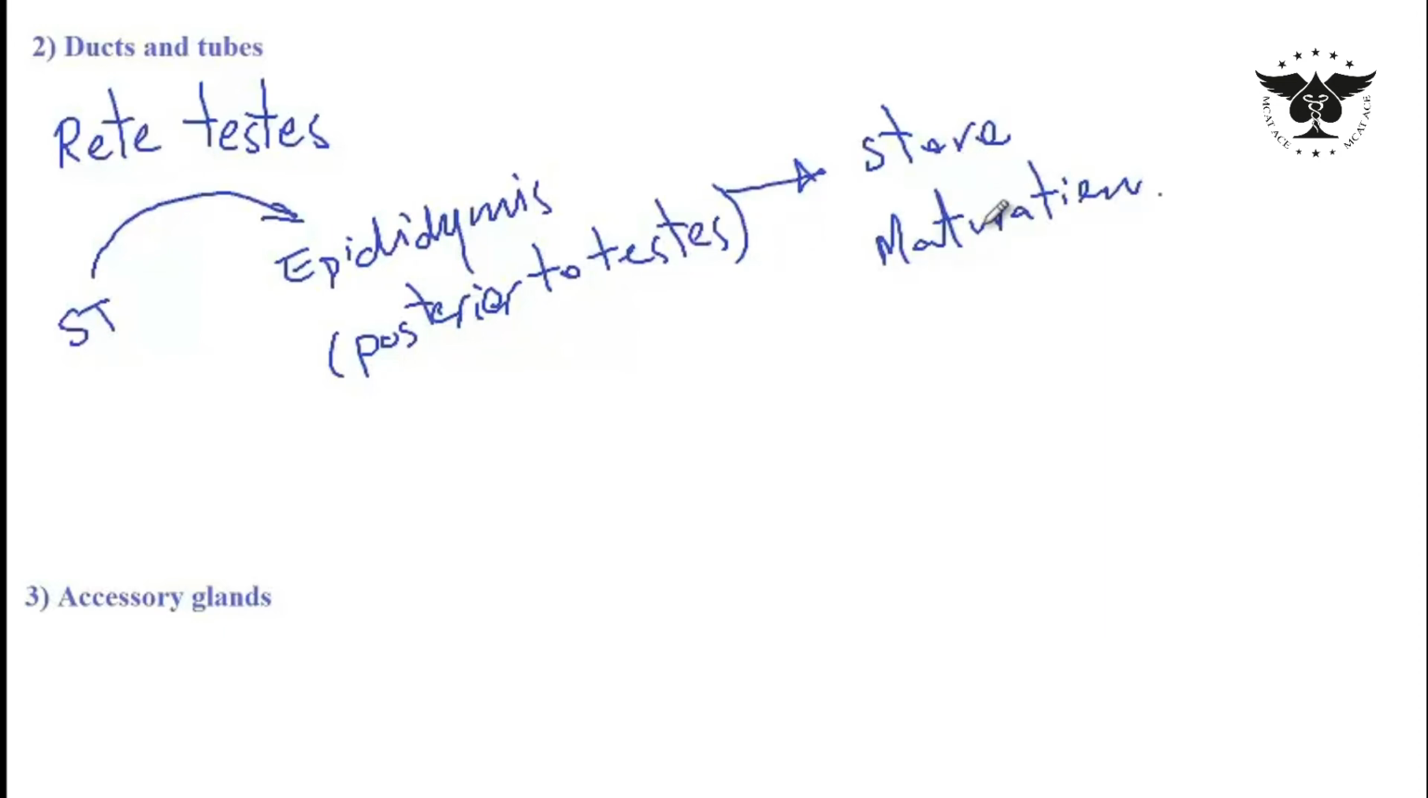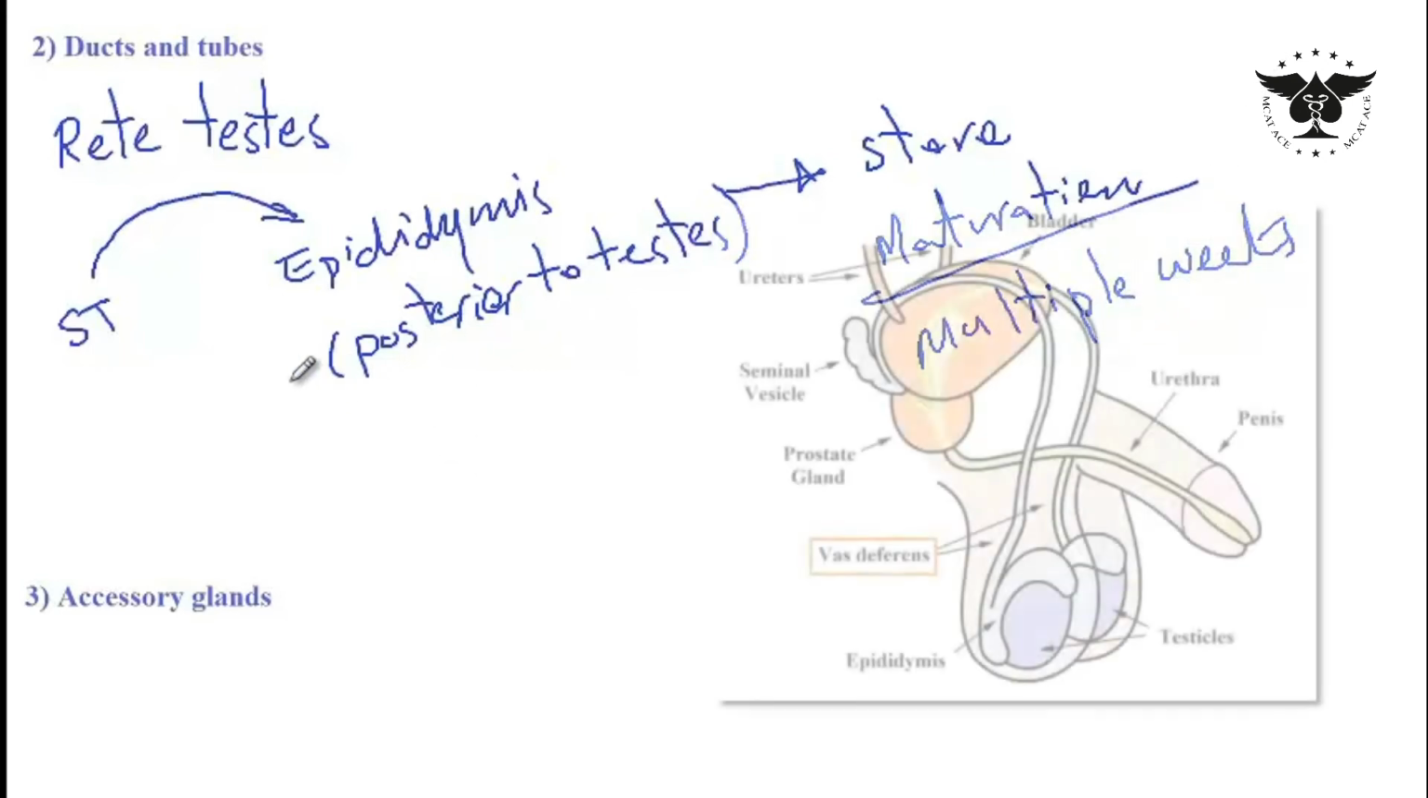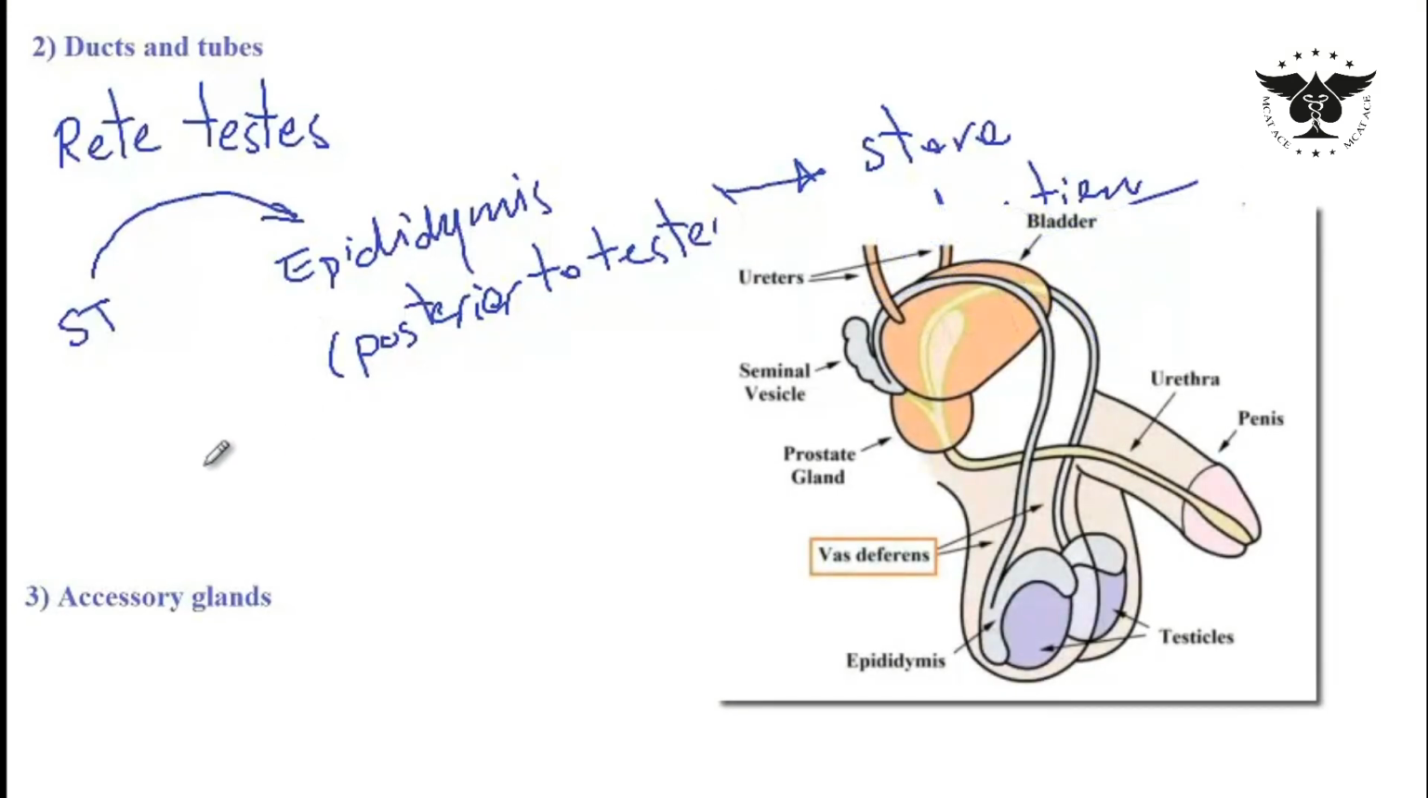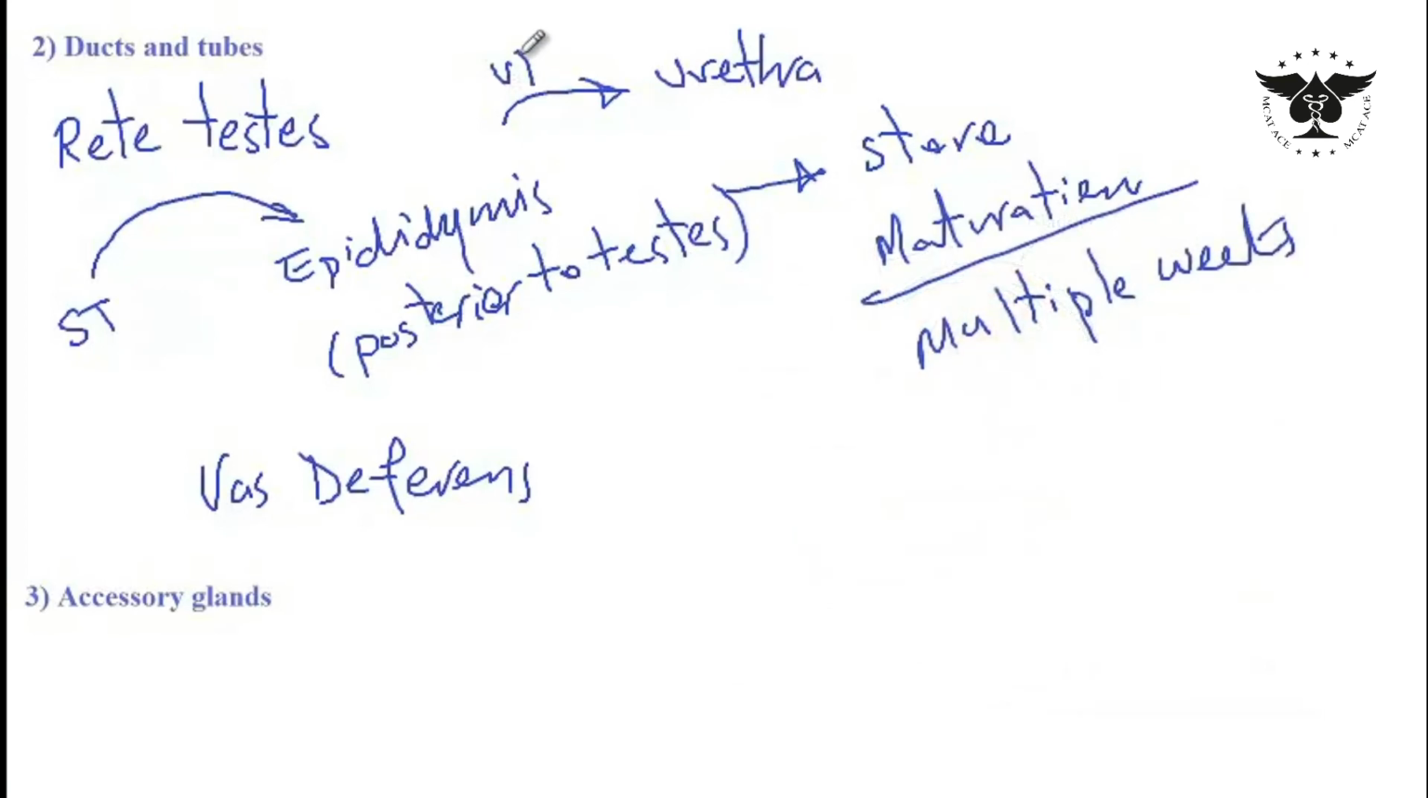Now, sperm can remain in epididymis for as long as multiple weeks. And during this time, they're ready to either get expelled or they could also get reabsorbed by the body. Next, we are having ductus, or the other name for which is Vas Deferens, which is a long duct that connects epididymis to the urethra. All right, so Vas deferens is connecting epididymis to urethra.